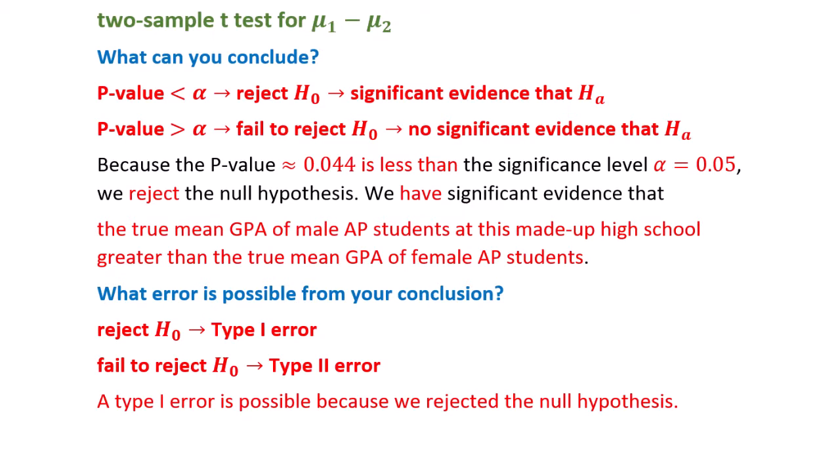What error is possible from this conclusion? A type 1 error is possible because we rejected the null hypothesis. The null hypothesis might actually be true. There may not be a difference.